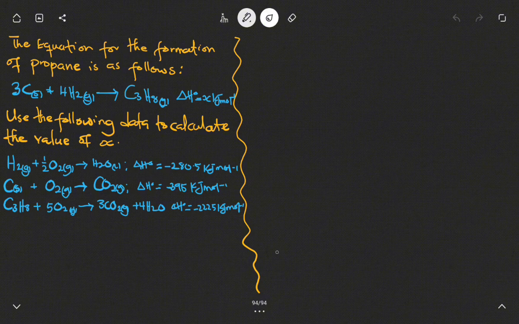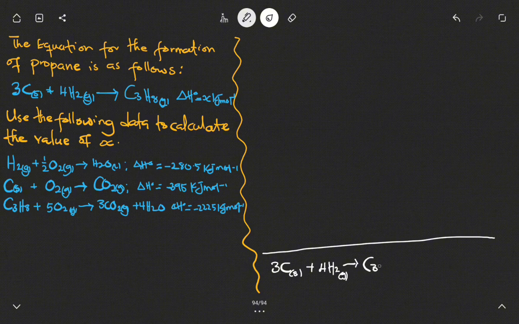Alright, so when we look at the original equation, we have 3 moles of carbon and then we have 4 moles of hydrogen gas, H2, giving us, this is gas, giving us C3H8, that is propane gas. And we need to find its enthalpy change. Now we are given 3 equations.